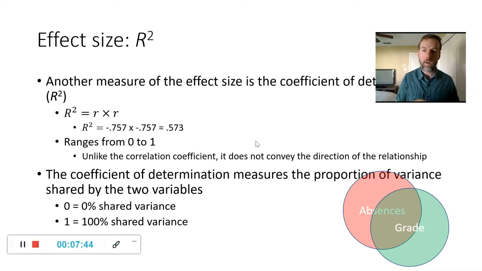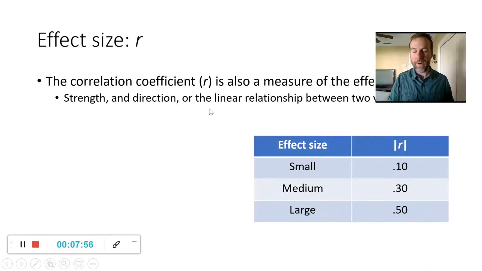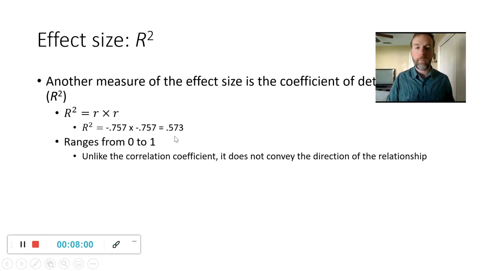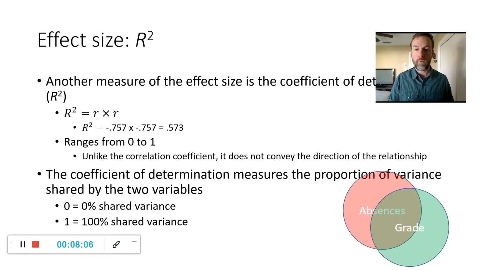So r and r squared can both be used as measures of effect size. When you look at r, you have to remember our typical guidelines for the effect size. R squared people like to use because you don't have to remember that 0.1 is small, 0.3 is medium, because it directly tells you about the amount of shared variance.